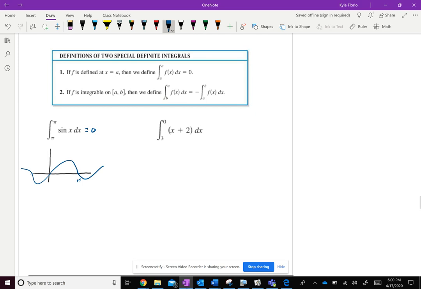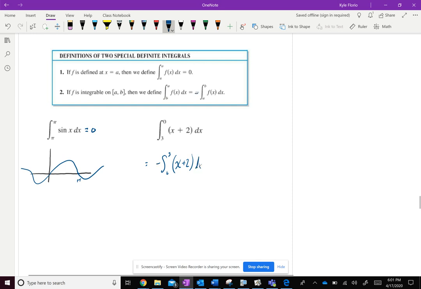Anyways, the second property is that if the function's integrable on that closed interval, then we can define the integral from a to b of f of x to be negative the integral from b to a of f of x. So if we switch the upper and lower limits, that's no problem, but it's just going to cause our sign to be negative. So if I want the area from 0 to 3 of x plus 2, that's the same thing as flipping this from 3 to 0 to 0 to 3 and just making sure we add that negative sign.